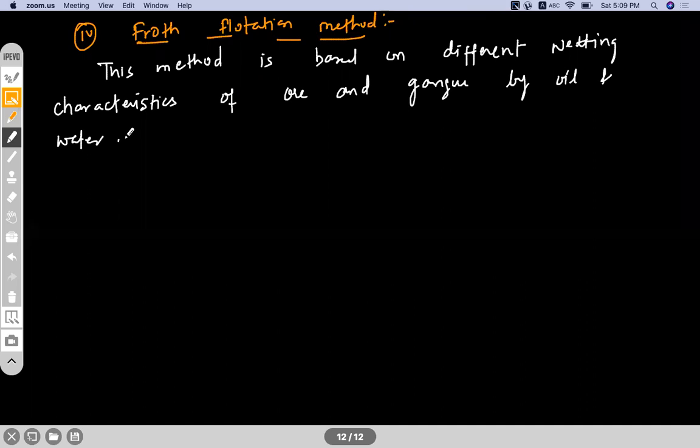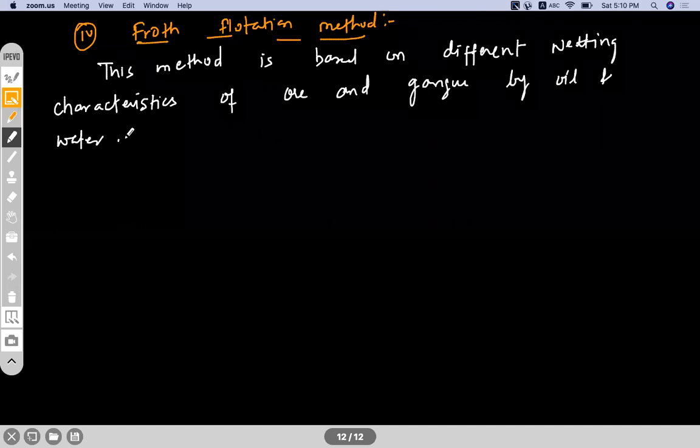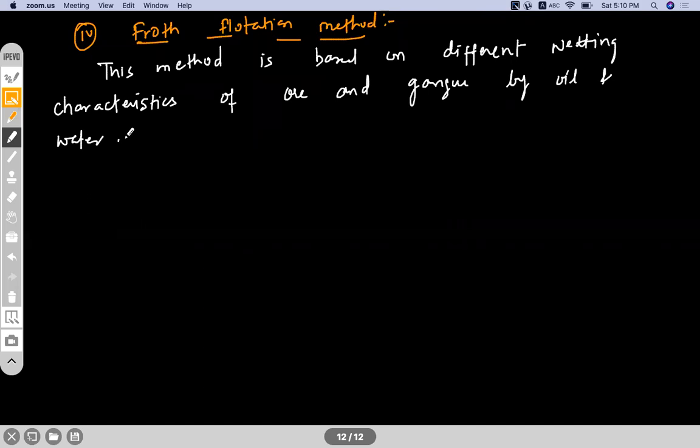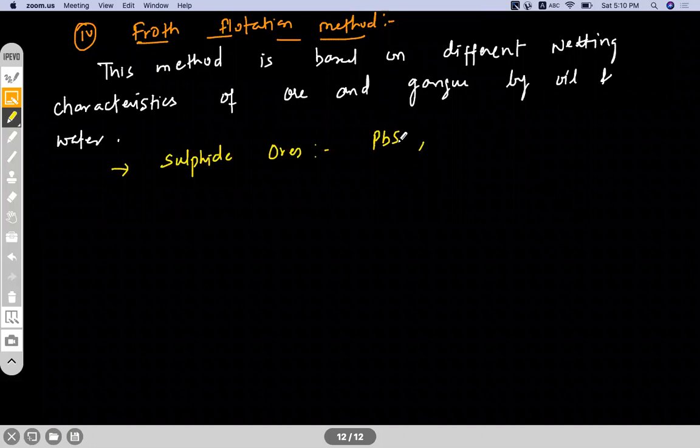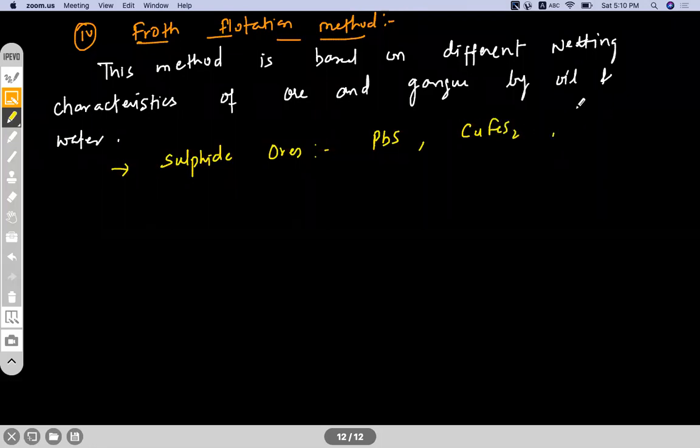Okay, next line. This method is used for the separation of sulfide ores mainly. I'll write down here, sulfide ores. For example, we can have PbS, CuFeS2, copper pyrite. ZnS is zinc blende. PbS is galena. Okay, must remember these names. Important. This is galena, this is zinc blende, this is copper pyrite.